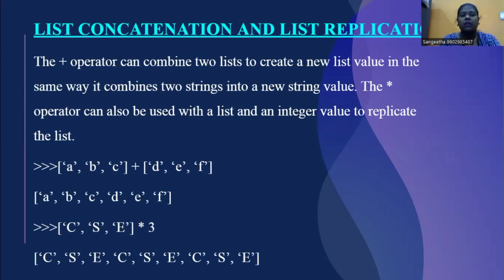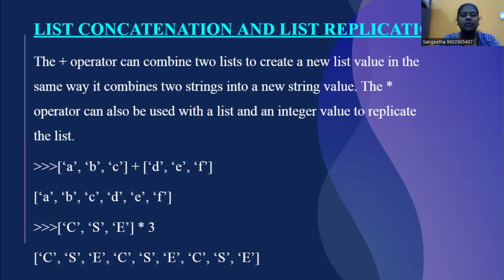Next one is list concatenation and list replication. The plus operator can combine two lists to create a new list value, in the same way it combines two strings into a new string value. The star operator can also be used with a list and an integer value to replicate the list. For example, if we want to combine two lists [A, B, C] and [D, E, F], the output it gives is [A, B, C, D, E, F]. Here the plus operator is used to combine two lists.